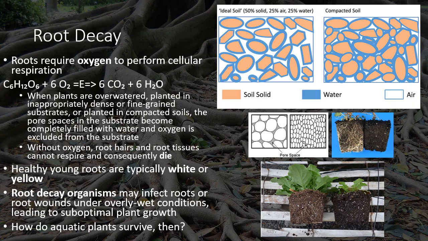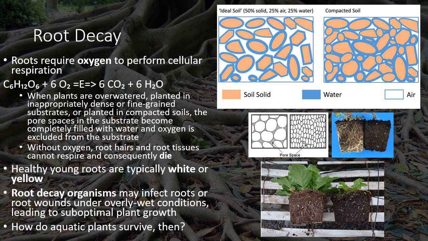Root decay is a major problem for horticultural producers in nurseries and greenhouses. It can also be a problem in landscapes where the soil is very degraded or where soil conditions are not optimal for the species of plant you're trying to grow.